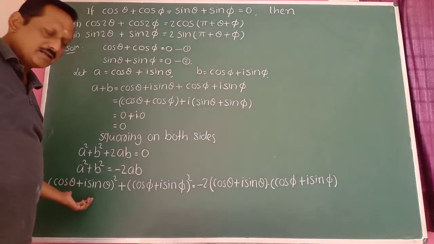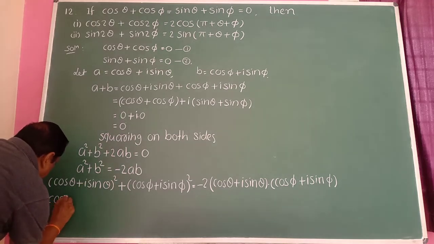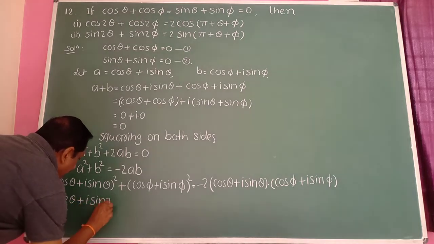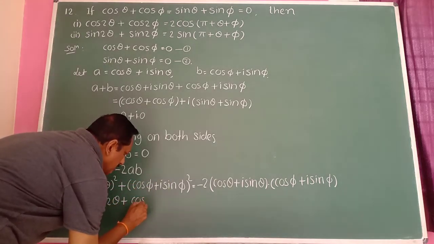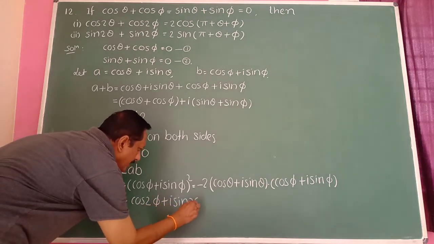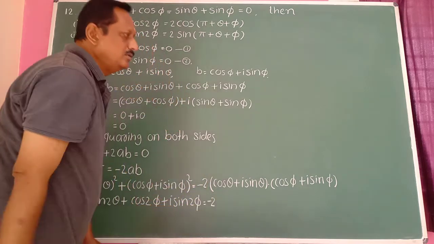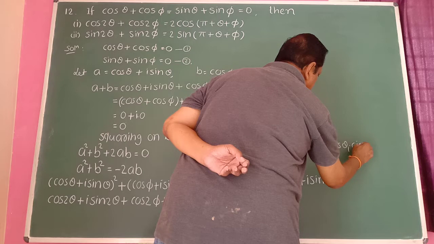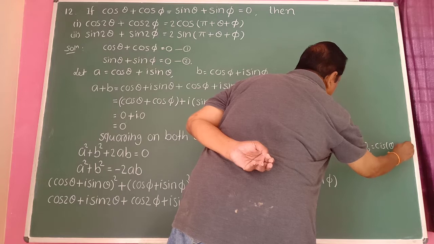Then using De Moivre's theorem, this square is there, take it inside. Using De Moivre's theorem, it becomes cos of 2 theta plus i sin of 2 theta. Then plus, again using De Moivre's theorem, cos of 2 phi plus i sin of 2 phi, that is equal to minus 2 times. And you know this result: cis theta 1 into cis theta 2 is equal to cis of theta 1 plus theta 2.